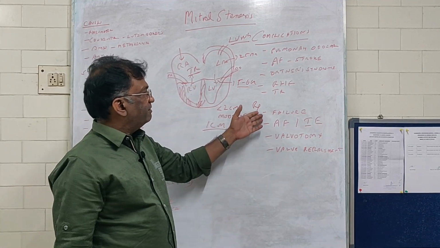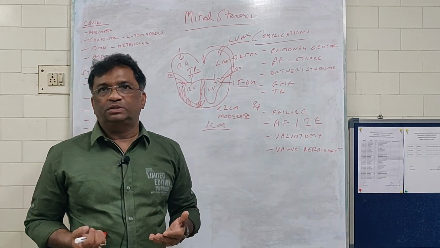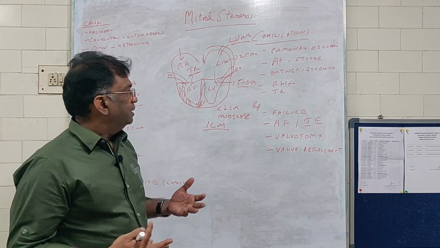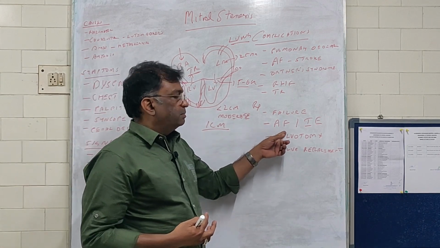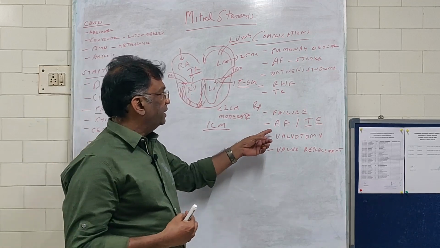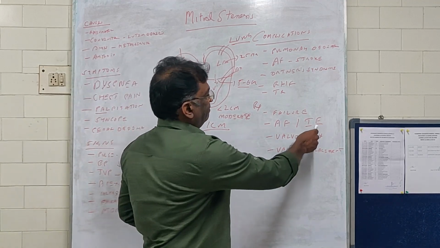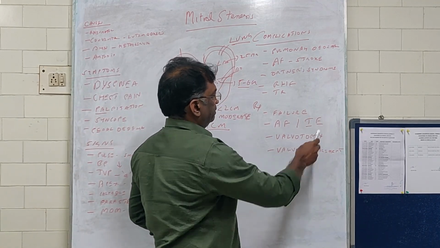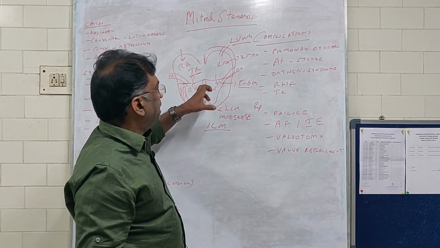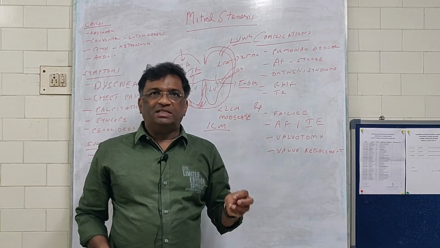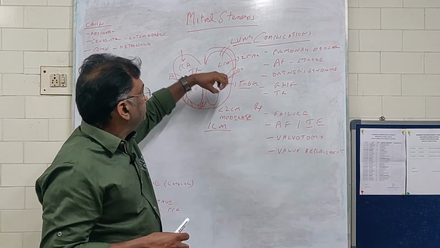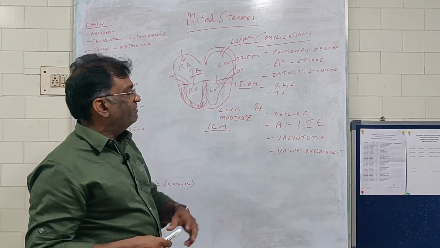First, you'll have to treat the failure with anti-failure measures. You have to give diuretics, beta blockers. For atrial fibrillation, again, digoxin will be useful, and again beta blockers are the cornerstone in treating atrial fibrillation. Infective endocarditis prophylaxis should be given if the patient is undergoing a procedure, and if it is an isolated mitral stenosis and if the valves are pliable, you can do a valvotomy. You can dilate the mitral valve orifice by doing a valvotomy.